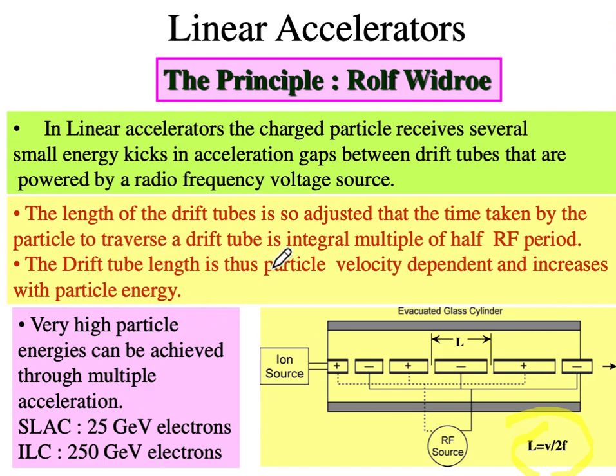The length of the drift tubes is adjusted so that the time taken by the particle to traverse the drift tube is an integral multiple of the half period. That depends on how many tubes you are putting. The drift tube length depends on the particle velocity and increases with increasing particle velocity. By using this principle, scientists can achieve high energies through multiple acceleration, nearly 55 giga electron volts and then 250 giga electron volts, like this.